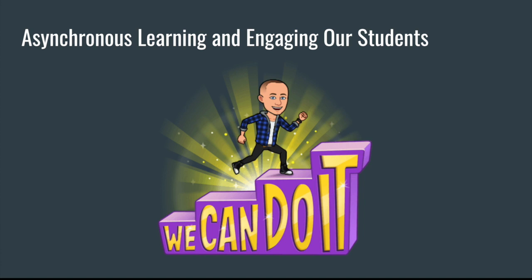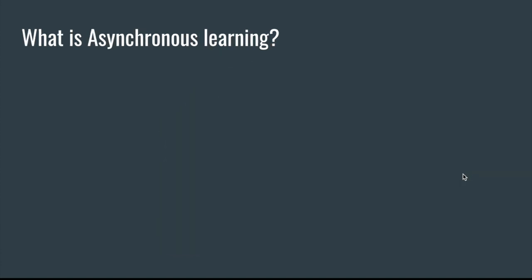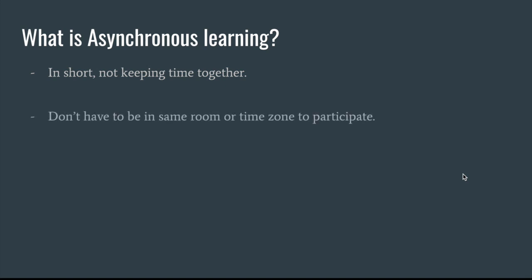So exactly what is asynchronous learning? Do you know what it is? Well, it's pretty simple. In short, it's not keeping time together, which means that students can access information, demonstrate what they've learned, and communicate with instructor or classmates on their own time. You don't have to be in the same room or time zone to participate. So anybody can be anywhere in this world, and they can do the learning at any time they want to.